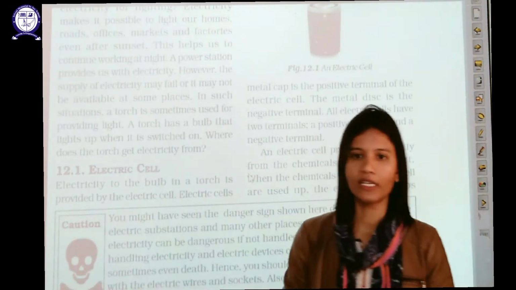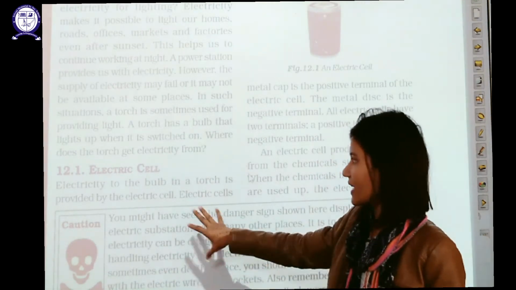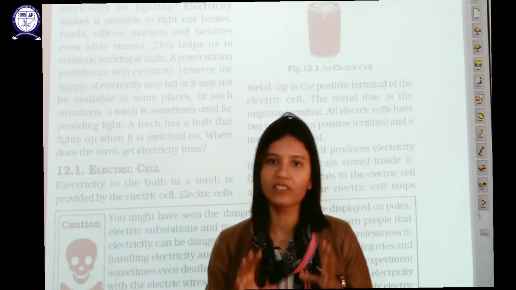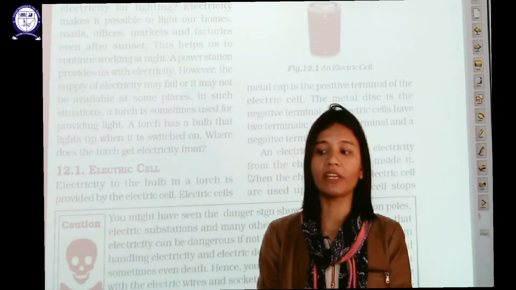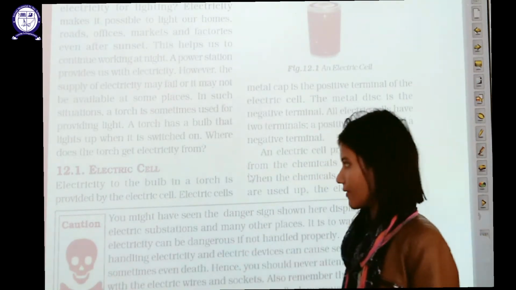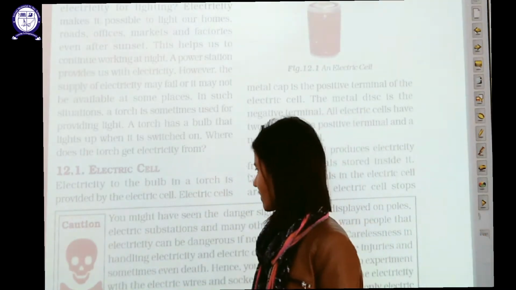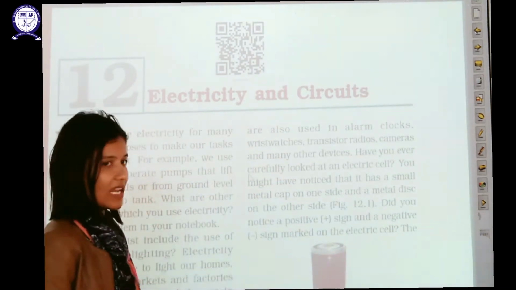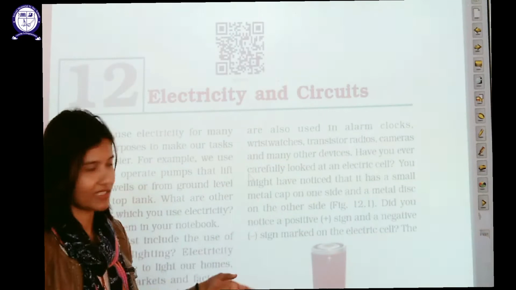Now let us study the various components of electricity, okay. The very first is the electric cell. What is the role of the electric cell? The electric cell is used for the production of light, okay. First of all, we need to produce the light, so for that we need an electric cell. Electricity to the bulb in a torch is provided by an electric cell. Electric cells are also used in an alarm clock, wristwatch, transistor, radio, camera and many other devices, okay.